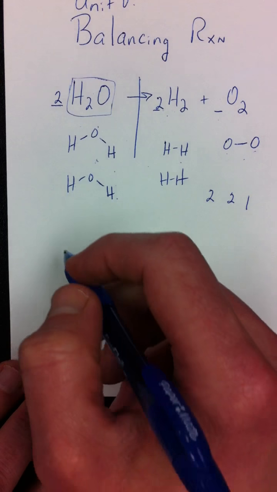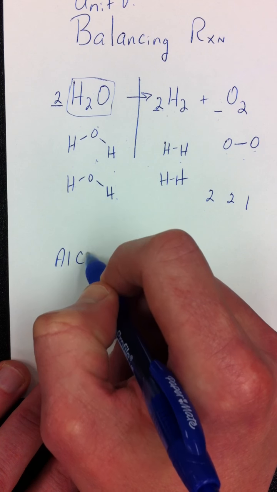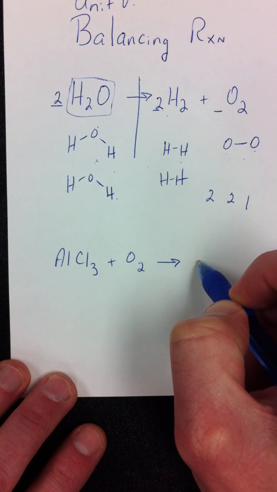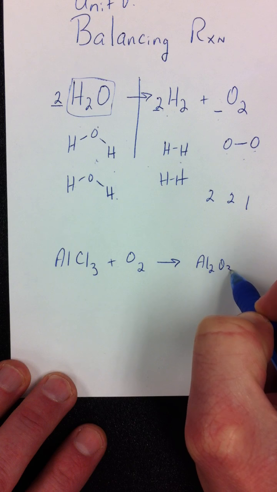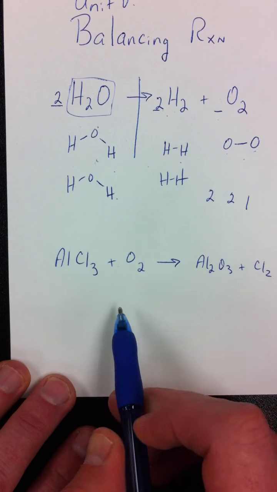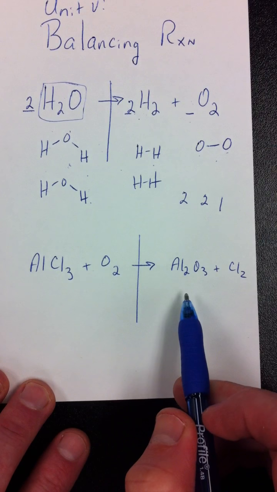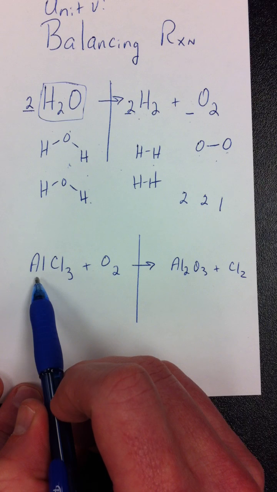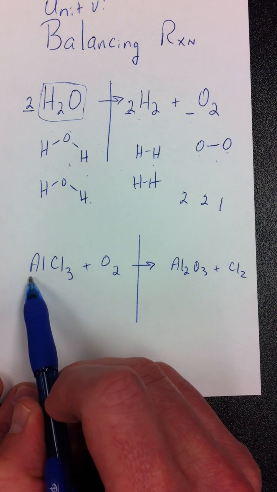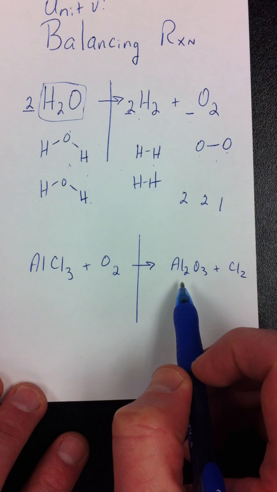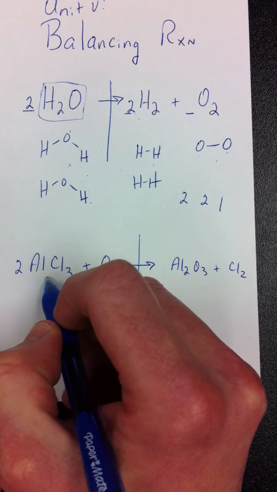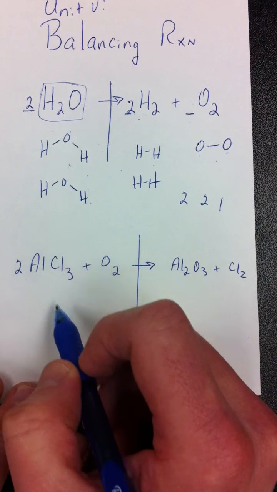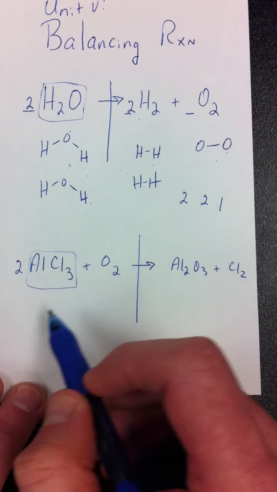Another one quickly. We're going to do this one right here. So the left side has to equal the right side. So we're just going to start with the first element. This is aluminum, and this means we have 1 aluminum atom, and over here we have 2 aluminum atoms. So we're going to put a 2 here, because 2 times 1 is 2. So we have 2 of everything that follows, and that means we have 2 aluminums.